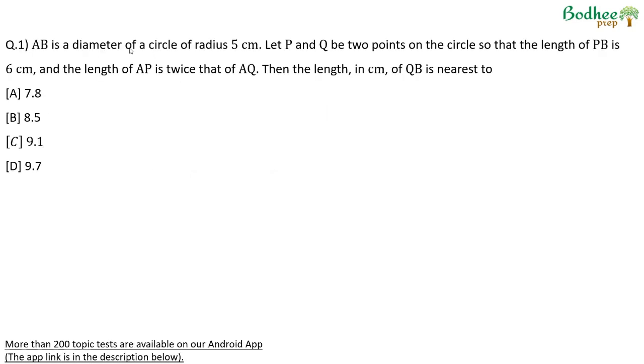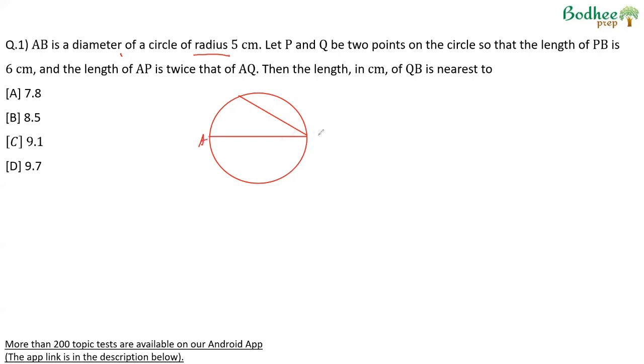If you look at the question, the first one says AB is the diameter of a circle of radius 5. P and Q are 2 points on the circle so that the length of PB is 6 and AP is twice of AQ. What is the length of QB? So we draw a circle and the diameter AB. The length of AB will be 10. Also the length of PB, suppose P is a point somewhere here, is 6.